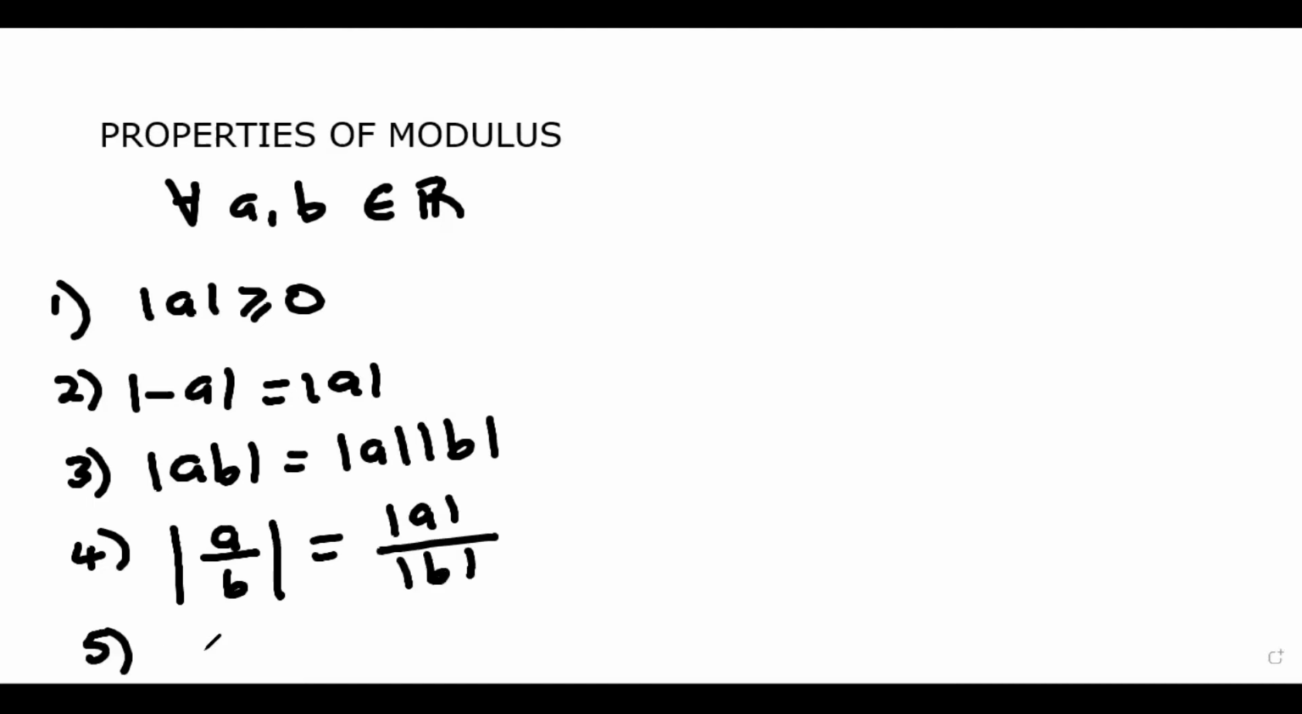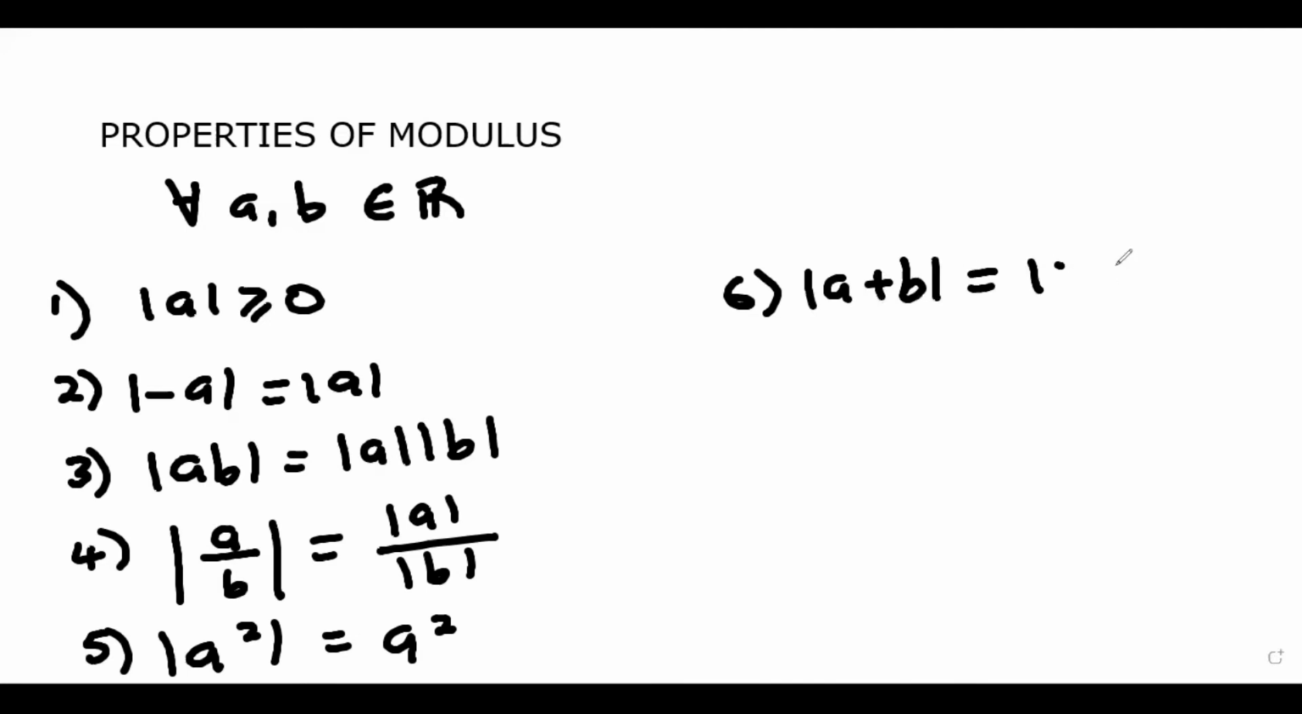5, the modulus of A squared is equal to A squared. 6, the modulus of A plus B is not equal to the modulus of A by itself plus the modulus of B by itself.